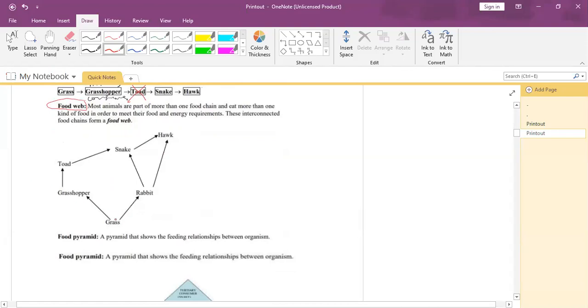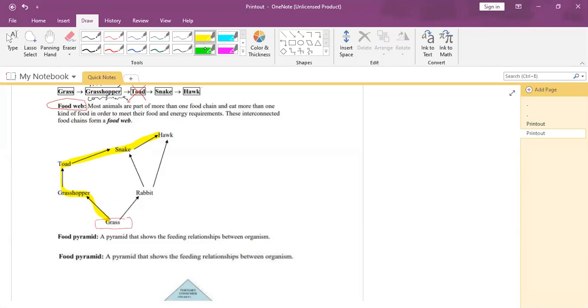Let's start with the producer. So I have grass. The grass is producing food for the grasshopper. Grasshopper, food for toad. Toad, food for snake. And then snake, food for hawk. So this is one path. You can see there's one path here. I'm following the arrow. So that's one food chain.